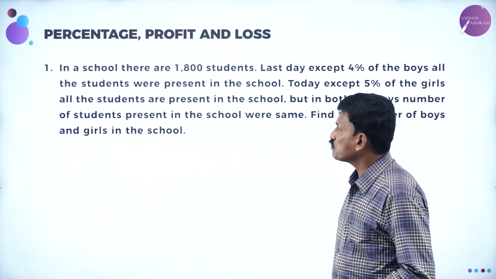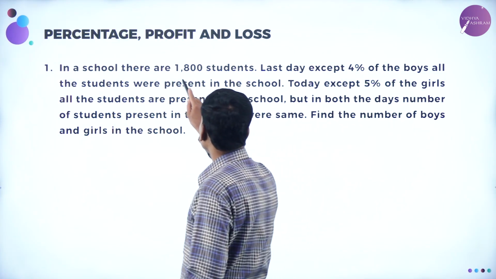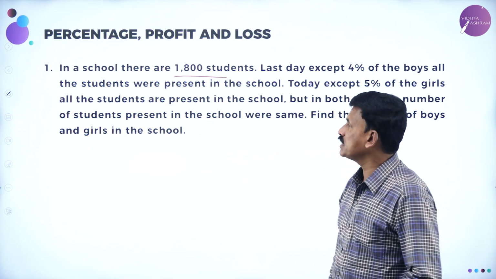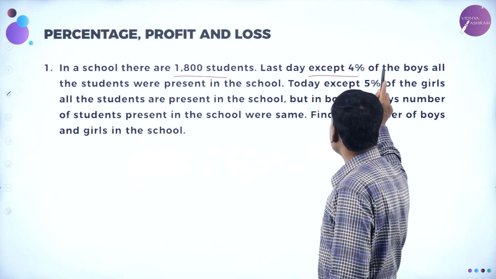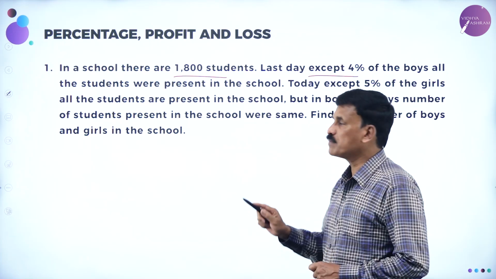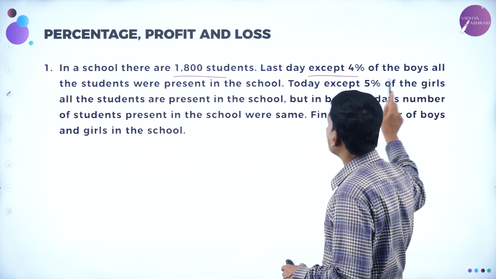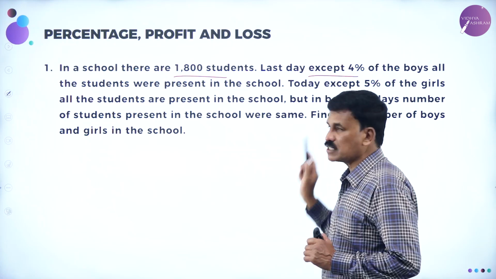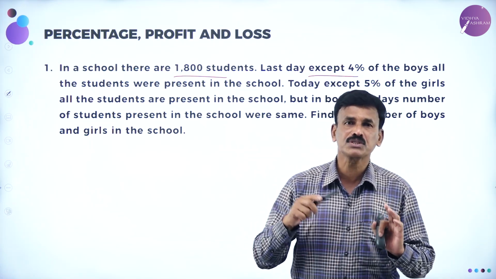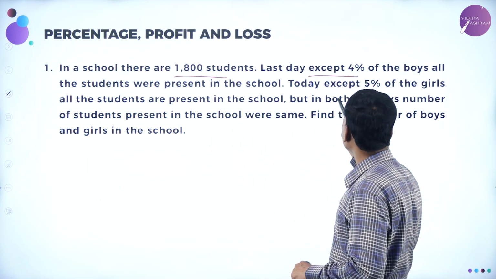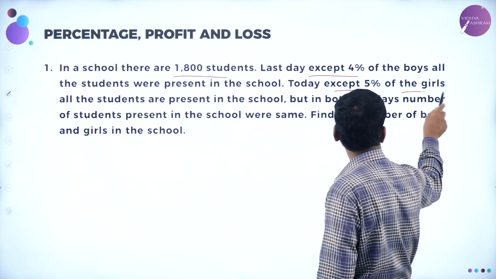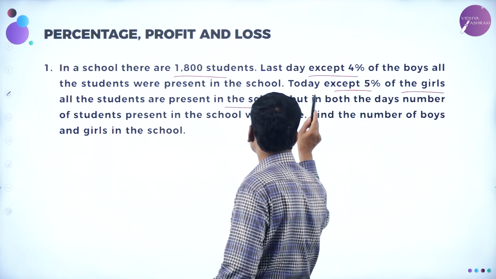Now let us come to the first problem. In a school, there are 1,800 students. Last day, except 4% of the boys, all the students were present in the school. Now the second condition, today: except 5% of the girls, all the students are present in the school.